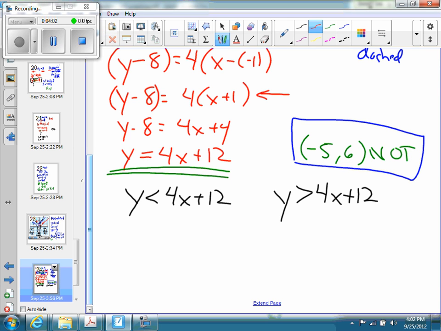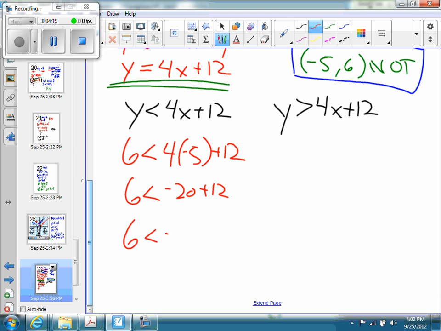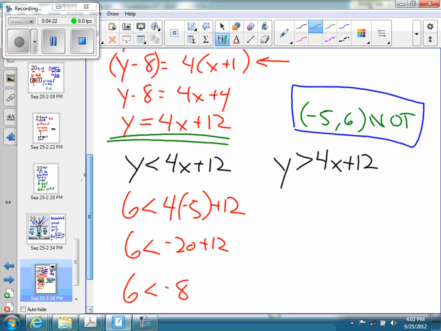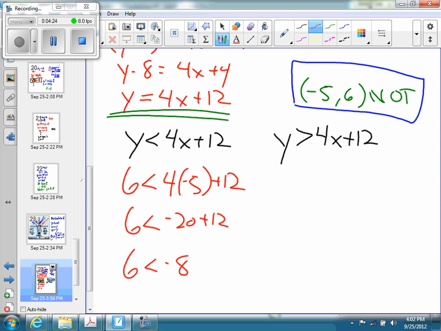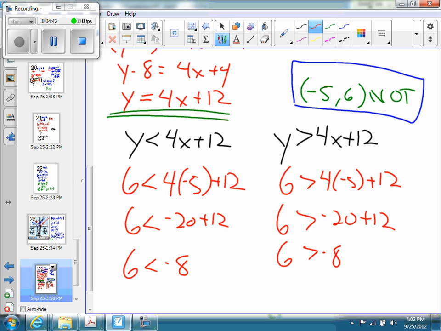Well, 6 less than 4 times -5 plus 12. 6 less than -20 plus 12. 6 less than -8. Let's do the other side, just so you can see what I'm talking about here. 6 greater than 4 times -5 plus 12. 6 greater than -20 plus 12. 6 greater than -8.